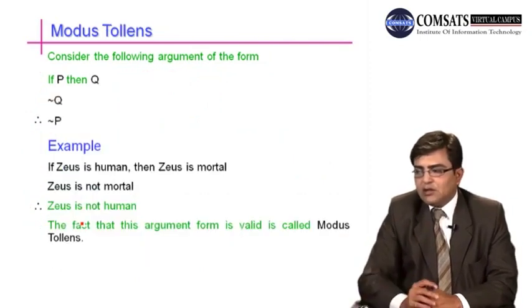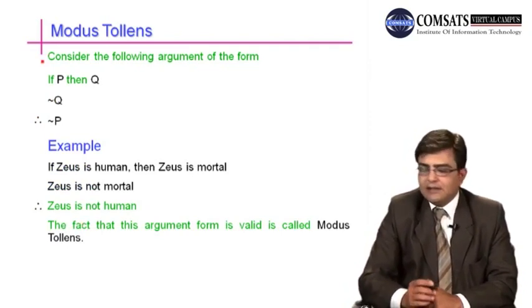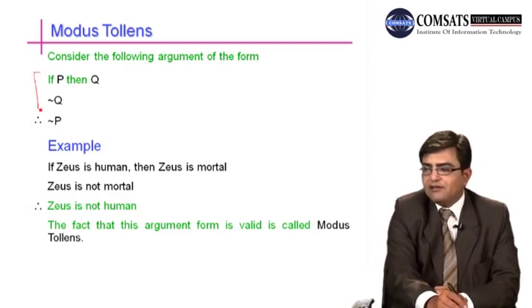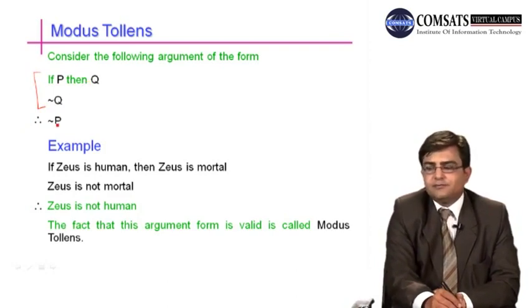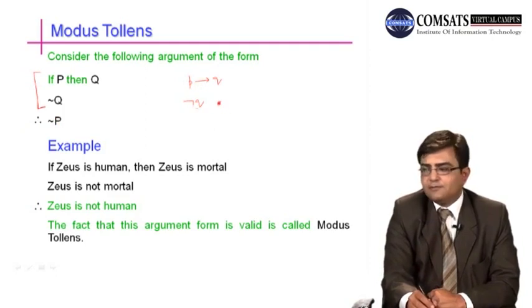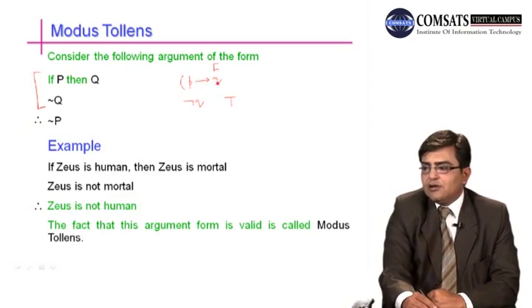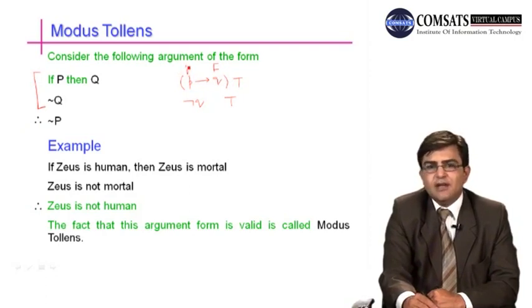Now, what is modus tollens? Modus tollens is another valid argument form in which the two premises are: if p then q, and not q, therefore not p. It means if we have p implies q and not q, then not q is true, which means q is false. Now, for this conditional statement to be true as a whole, p cannot be true. p must be false.